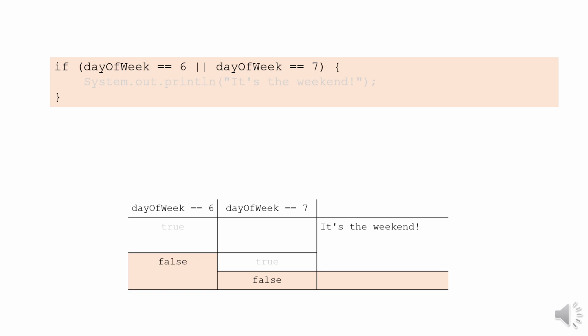However, when both of these conditions are false, meaning when day of week is not equal to 6 and it's not equal to 7, then the program skips the body of the if statement and it moves to the next line and there's nothing, so the program does nothing. So the functionality stays exactly the same as the original code.